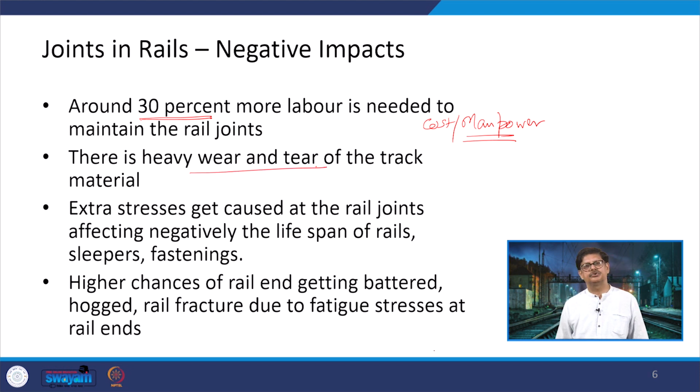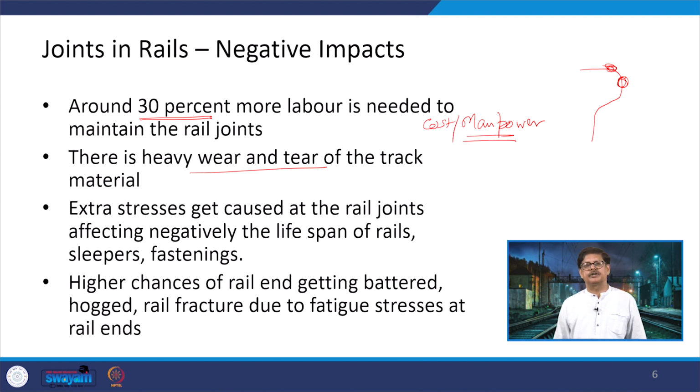This is another issue which will be there at the joints, and this wear and tear can be in terms of the rail head. Here it can be in terms of the sides. So, this wear can appear at any location.